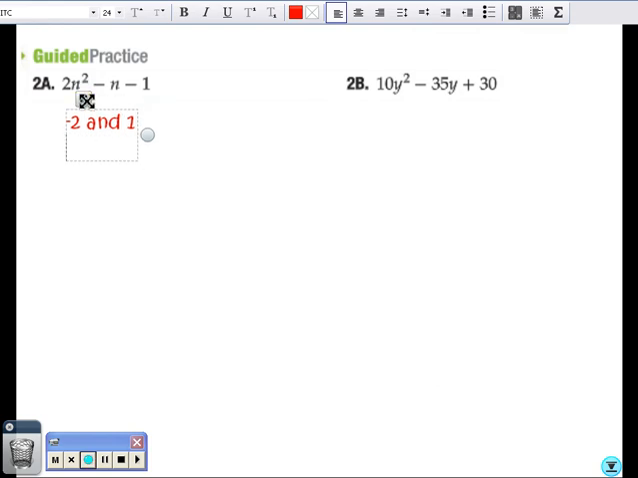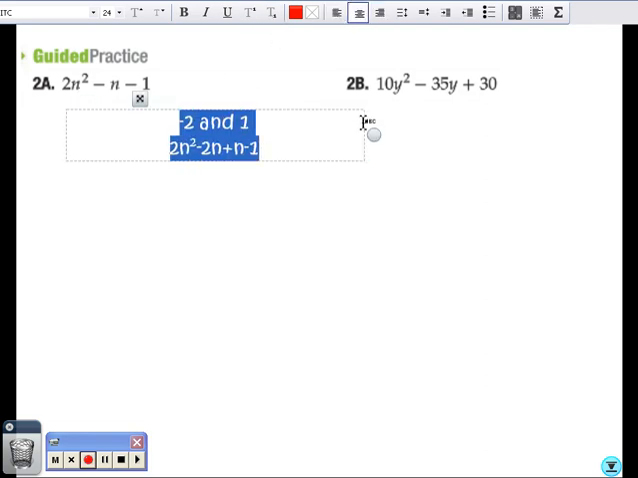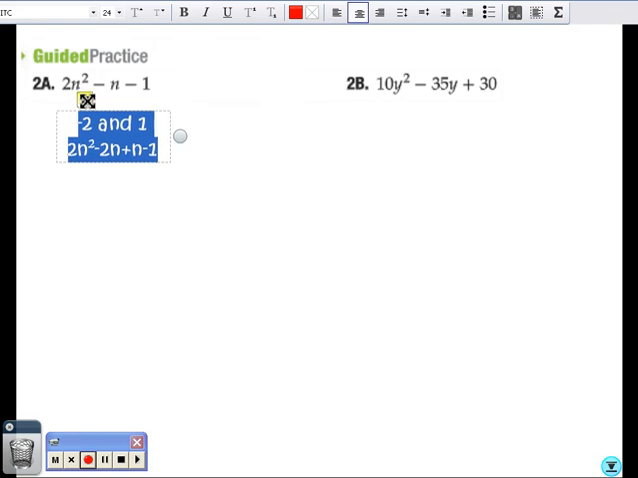Let's change this problem to 2n squared minus 2n plus n minus 1. Now remember, all we've done is we've changed that middle term. That's all we've done. We've changed minus n to negative 2n plus n, which is the same thing.